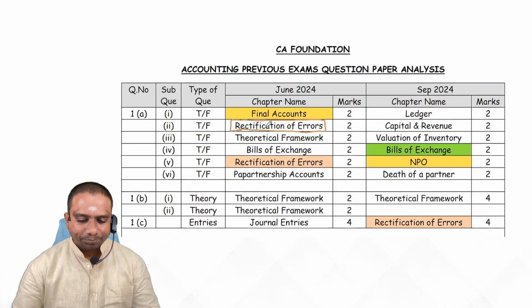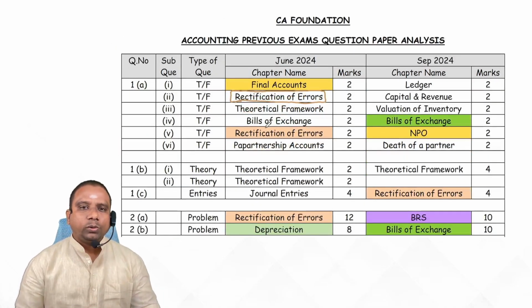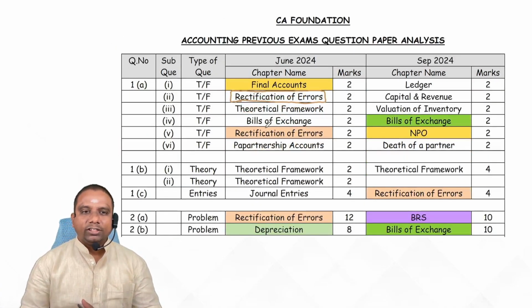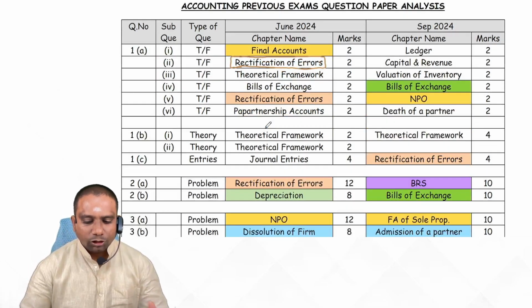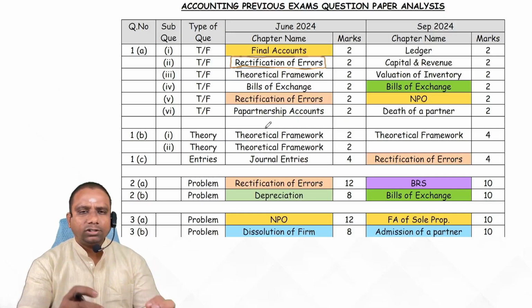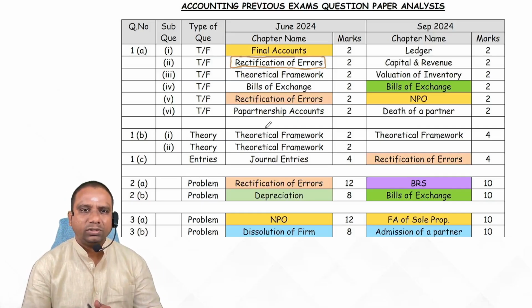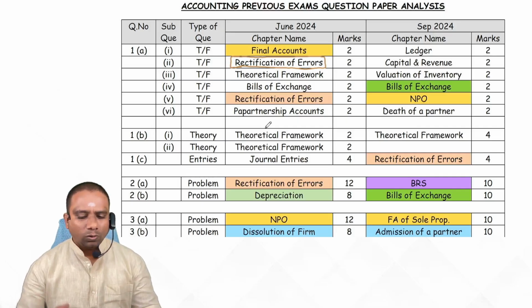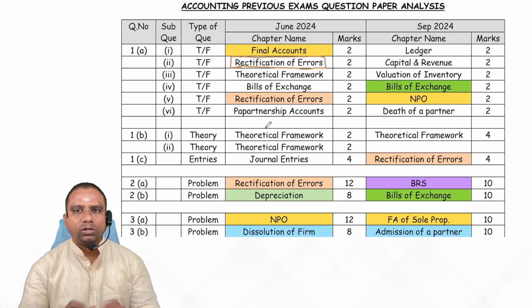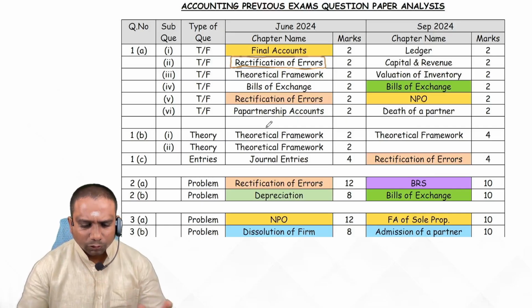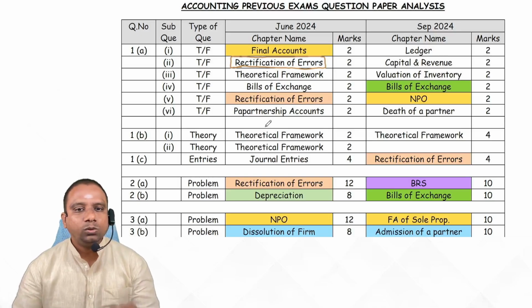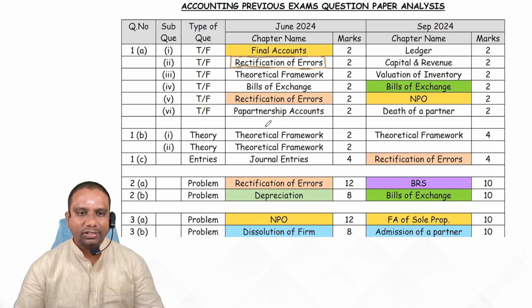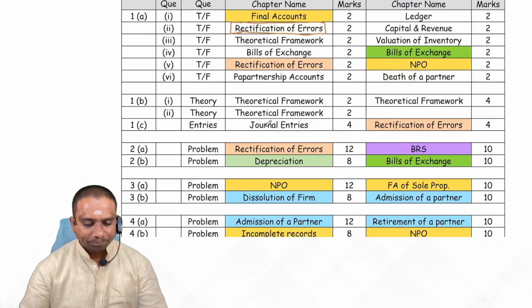First, look at June 2024 and September 2024 question paper analysis, students. First, June 2024. As usual, we know in the first question we get 6 true or false statements and one theory question and one problem, or again one theory question, whatever it may be. Now, first observe June 2024, and this is the first exam for the new scheme of education for CA students. Yes or no? Observe carefully.